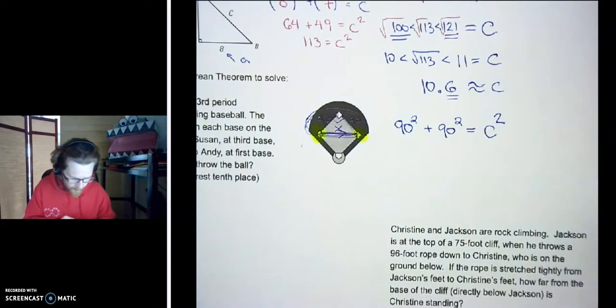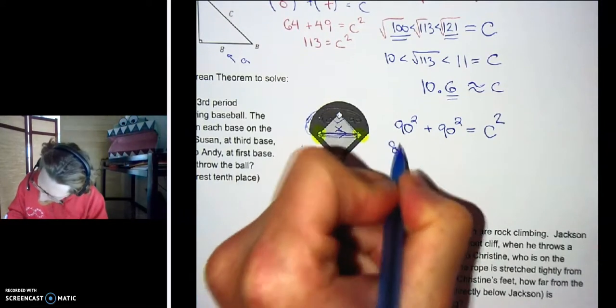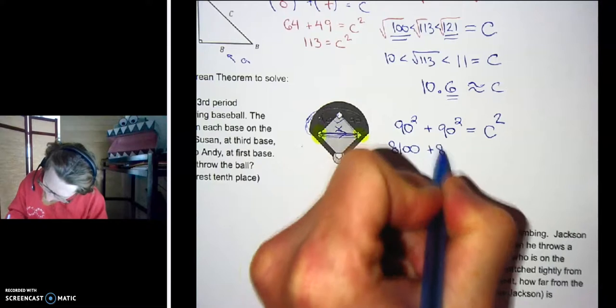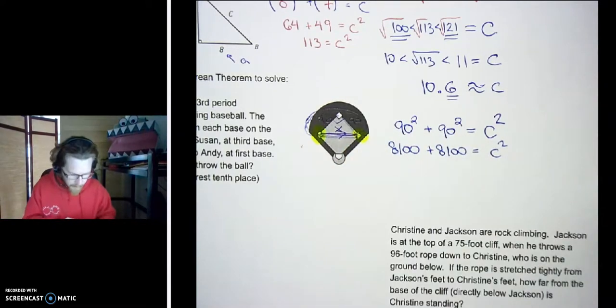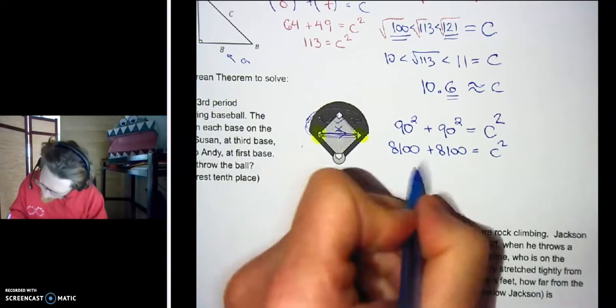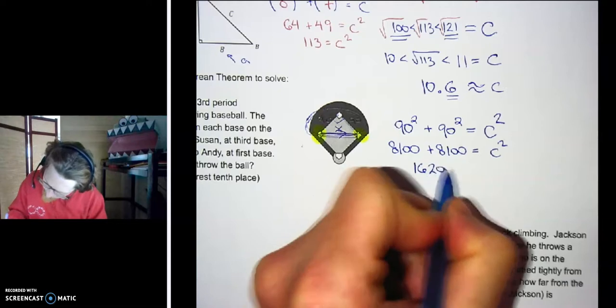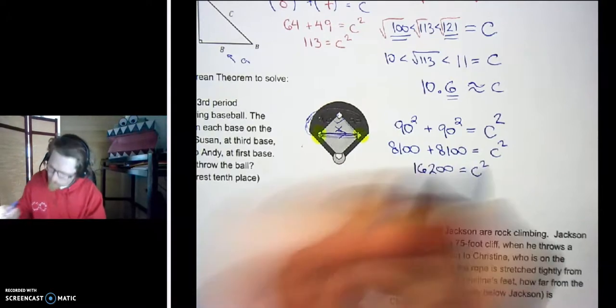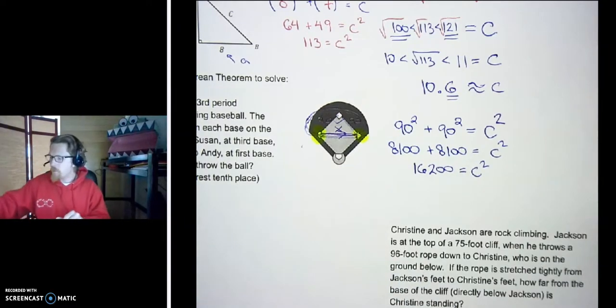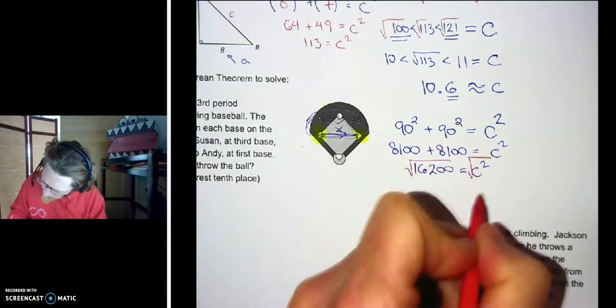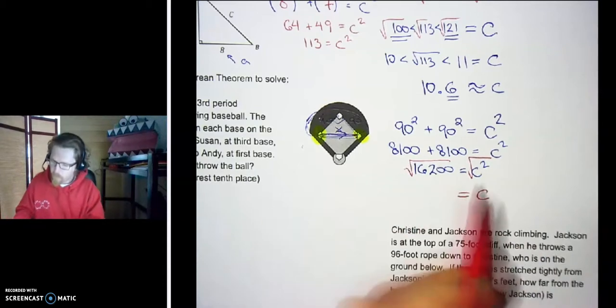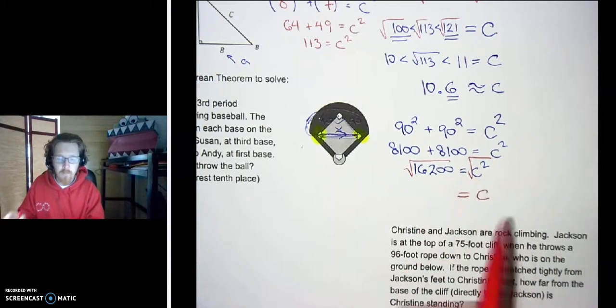And we can do these calculations. I know that 90 squared is 8,100, plus 8,100 equals c squared. Now 8,100 plus 8,100 is equal to 16,200. So that's equal to c squared. Now in order to get c by itself, we go ahead and take the square root of both sides, and you end up with the square root of c squared is c.